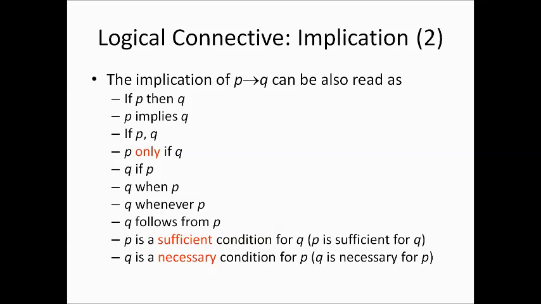So let's read this one. The implication P implies Q can also be read as: if P then Q, P implies Q, P only if Q, Q if P, Q when P, Q whenever P, Q follows from P, P is a sufficient condition for Q, Q is a necessary condition for P. So you can read it in different ways, class.